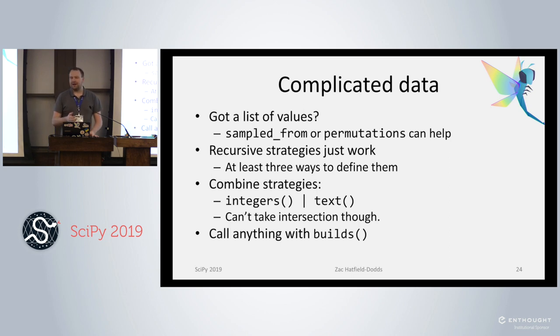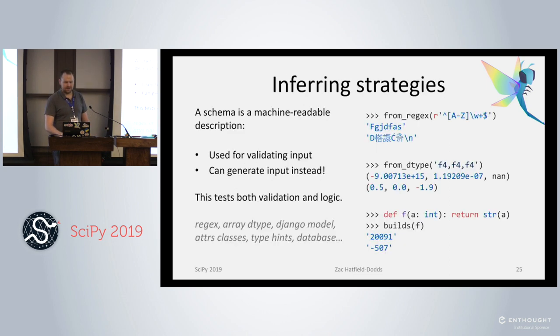And finally, we have a strategy called builds, which takes as its first argument a class or a function, and then as subsequent positional or keyword arguments, strategies corresponding to the positional and keyword arguments of that function. So if you have some custom data type or custom function you want to call, you can pass it to builds and then get the result from that.